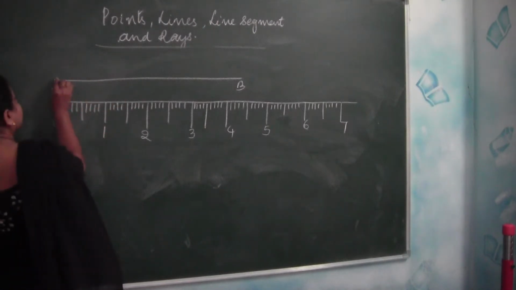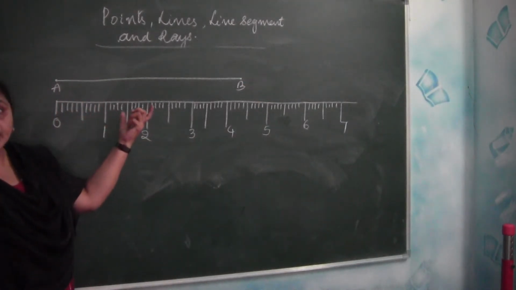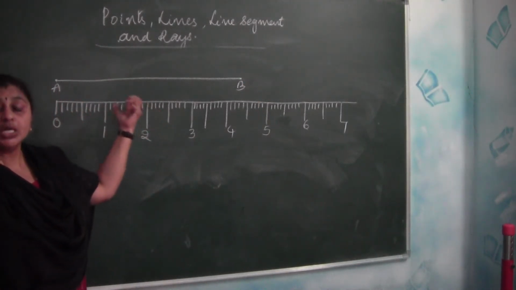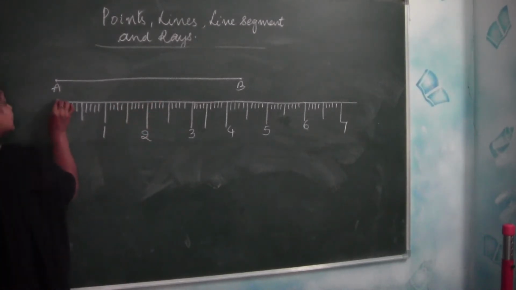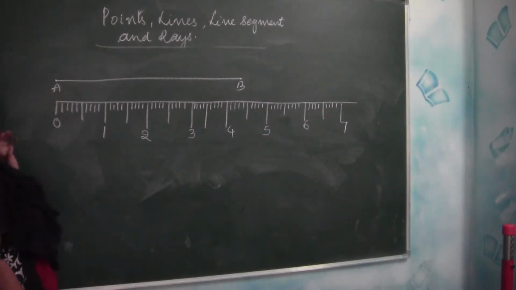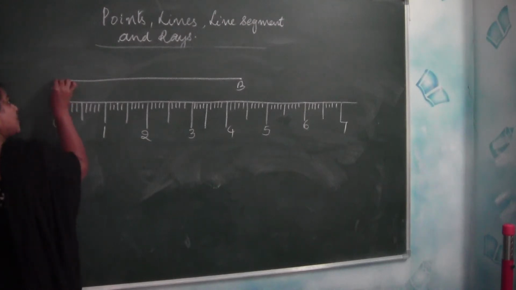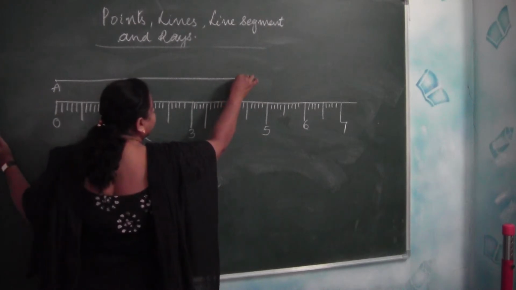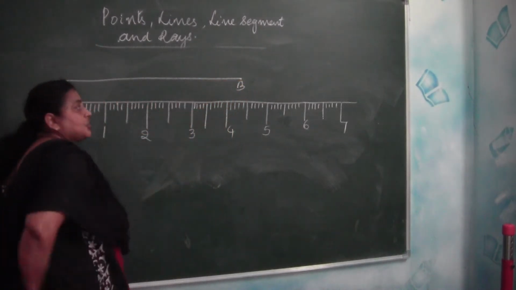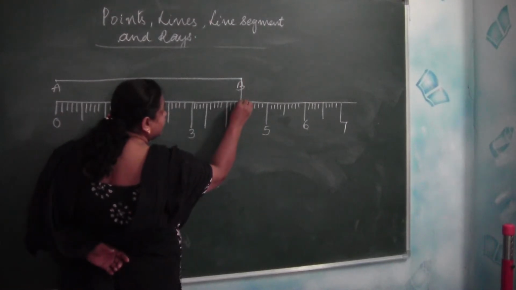Now, see the starting point and ending point. A line segment has both a starting point as well as an ending point. Now, place the starting point of the scale on the starting point of the line segment. The starting point of the scale should be on this point, and let us see where the ending point is showing the measurement. Now see, my point is showing here.